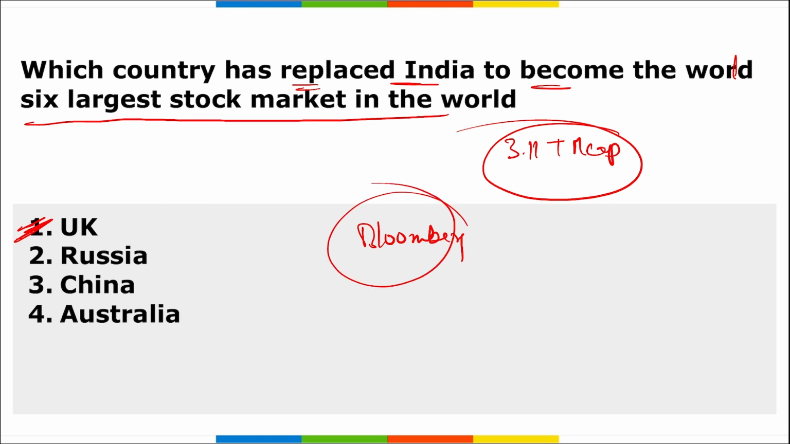According to data released by Bloomberg UK, the UK became the sixth largest stock market or equity market in the world by surpassing India for the first time in almost 9 months. All right, so mark it.